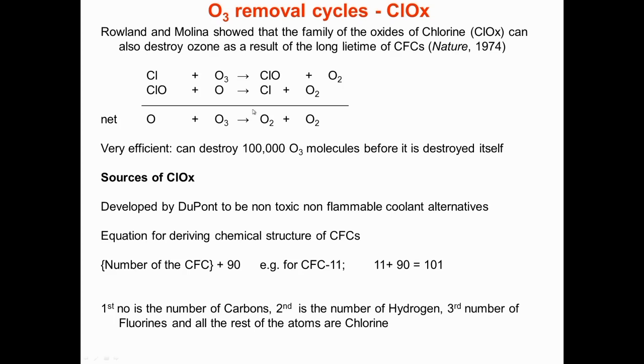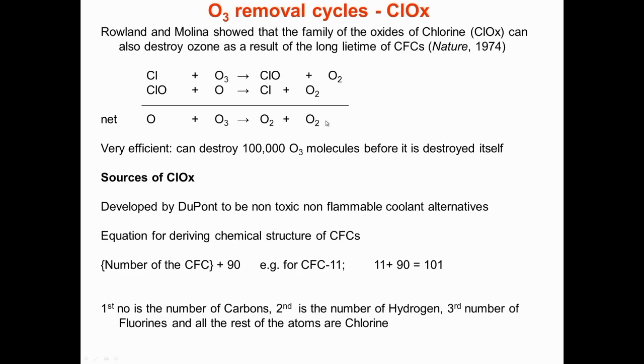So what happens is that you release chlorine atoms. The chlorine atoms can react with the ozone directly to form ClO. ClO can react with atomic oxygen to form the chlorine atoms again. And the net of this is the same as the net of the other cycles. So oxygen atoms plus ozone gives you molecular oxygen.